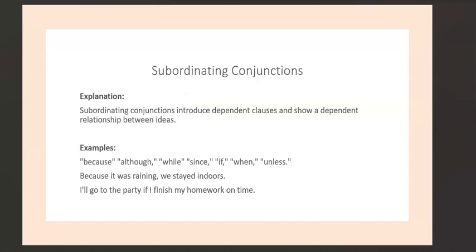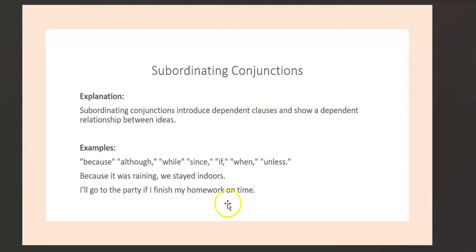Then let's move to the second category. We have the subordinating conjunctions. Now these conjunctions introduce dependent clauses and show a dependent relationship between the ideas. So you notice that there's this dependent clause, but it also depends on the other idea. For example here: "Because it was raining, we stayed indoors." "I'll go to the party if I finish my homework." So here it shows a sentence that depends on the other. You ask yourself, it was raining, so what happened? You stayed indoors. You will go to the party, but what will happen? You will go if you finish your homework.